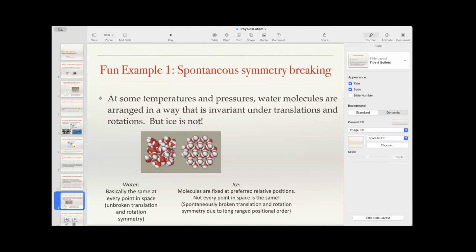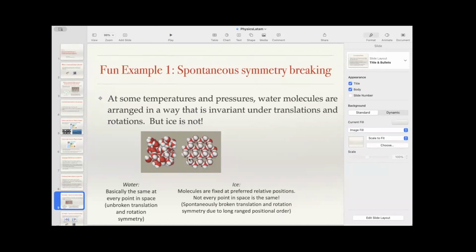For ice, on the other hand, the story is very different. You can see this is a picture of ice. Ice is a solid, and that means that these molecules are arranged in a regular ordered fashion in a crystal lattice. Now, this is a perfect ice crystal.